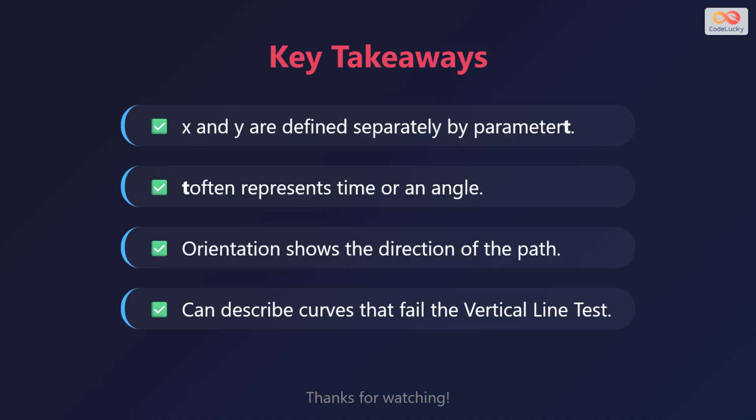To summarize, parametric equations define x and y separately using a parameter t. This parameter often represents time or an angle. Remember that these curves have a direction or orientation, and they give us the power to describe very complex paths in the plane.